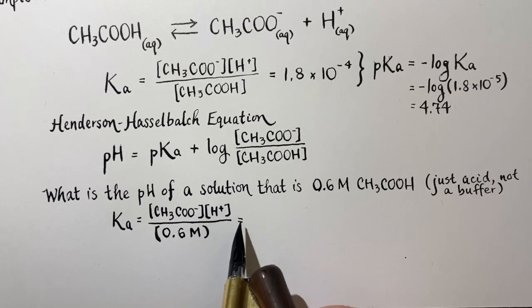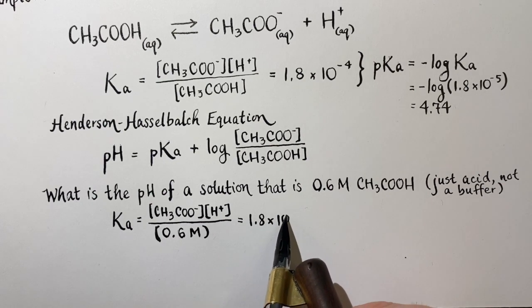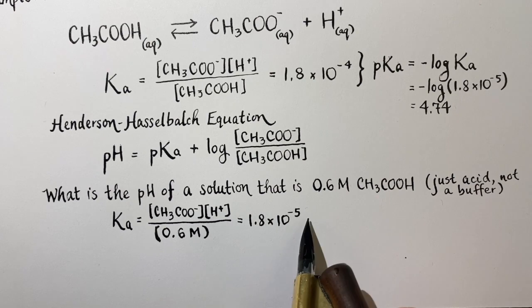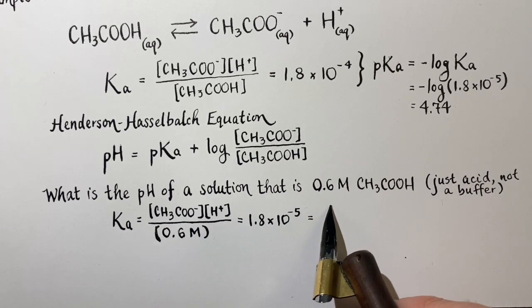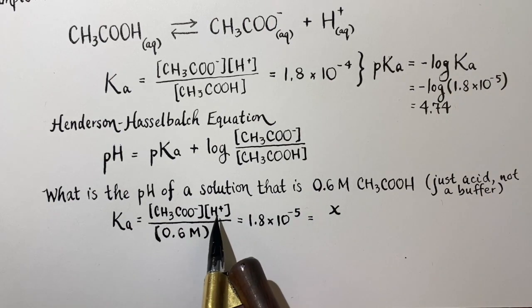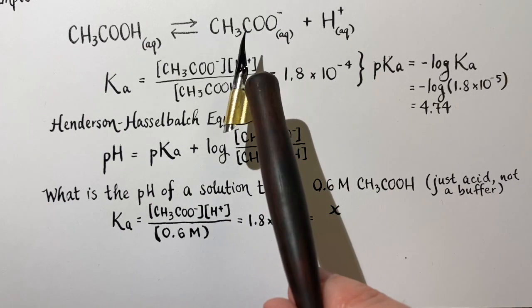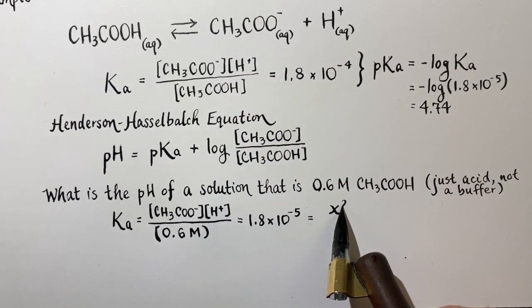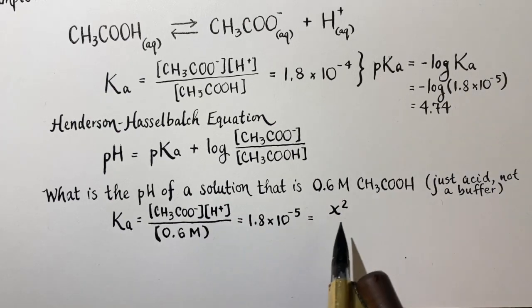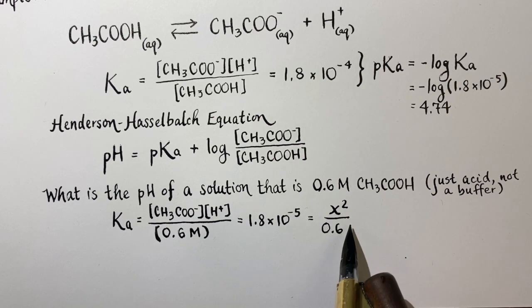So we have 1.8 times 10 to the minus 5 equal to each other. So let's just call them X. X equals H plus, and H plus equals acetate concentration, because remember it's 1 to 1 up here. So we can say X squared, since they're multiplied together, divided by 0.6 molar.